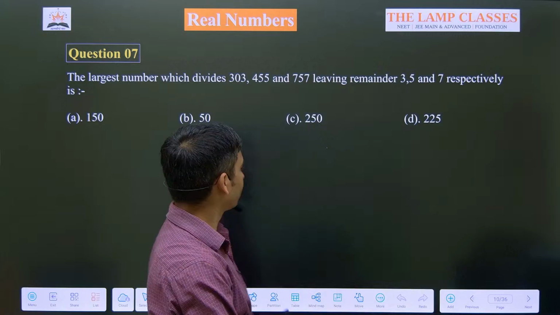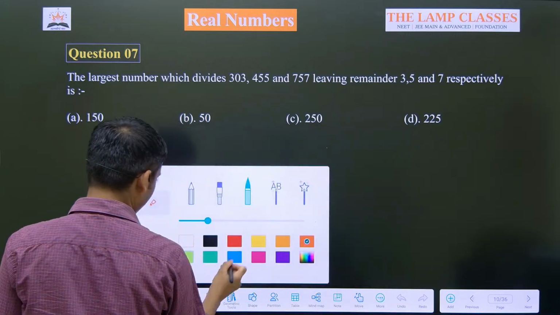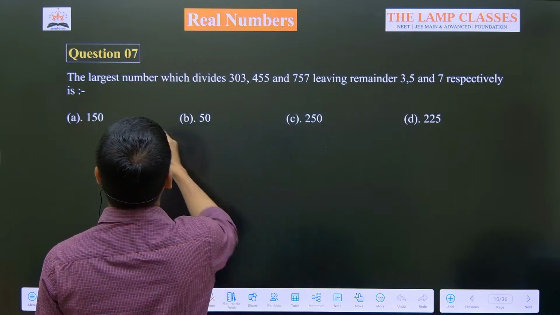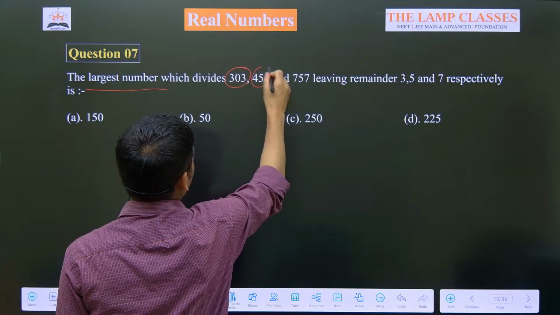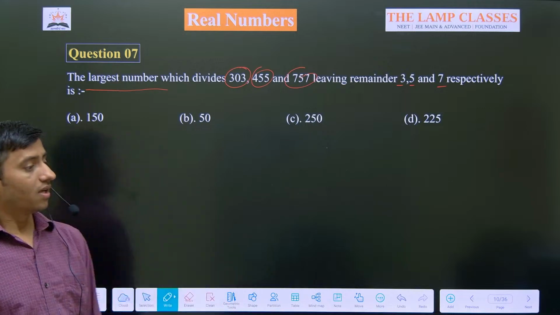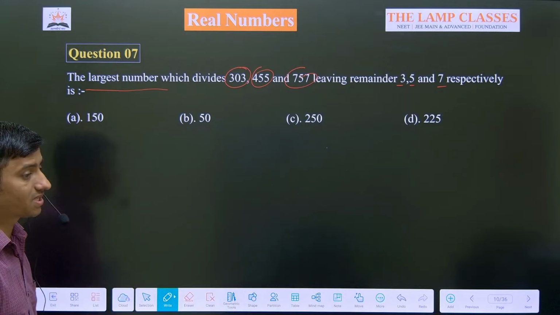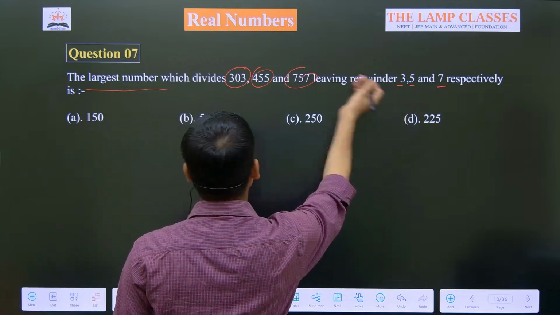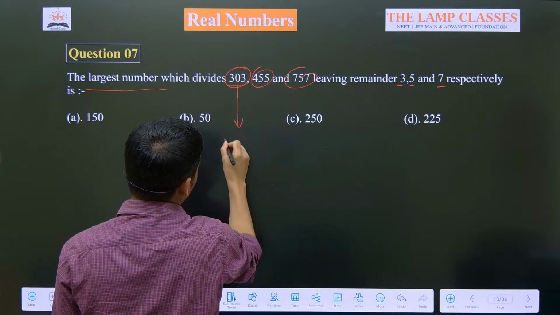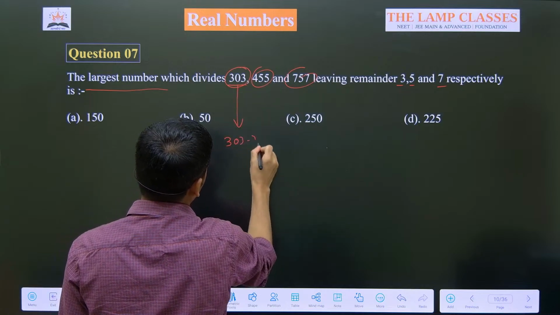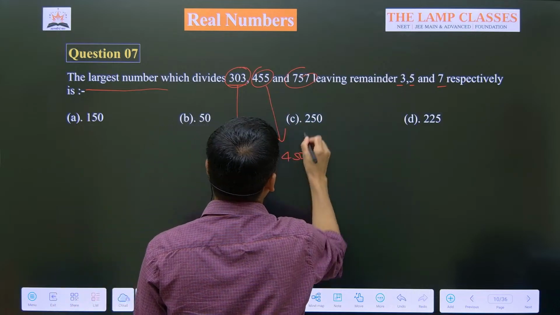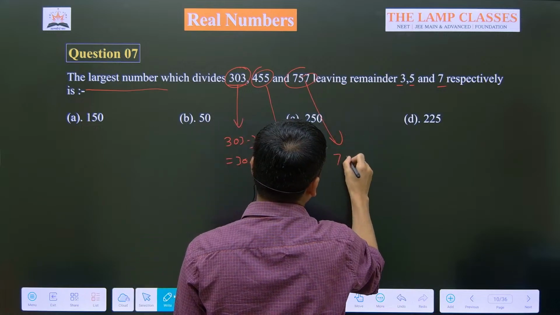That's good. So I think now we shall discuss. You have to find the largest number which divides these numbers and leaves remainder 3, 5 and 7. So whenever this kind of question comes, it's not completely divisible, it leaves a remainder. Are you getting it? So remove the remainders from the given numbers. If I remove 3 from 303, it becomes 300, right? Then from here, if I remove 5, it becomes 450. And then when we remove 7 from here, it is 750.